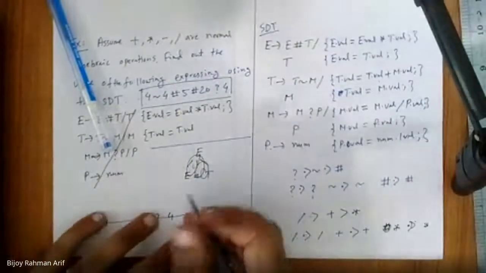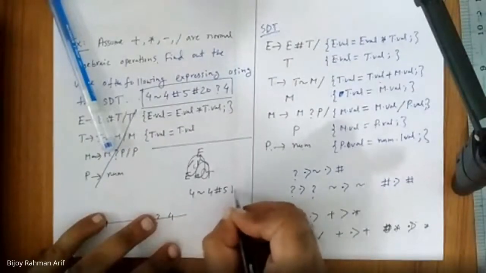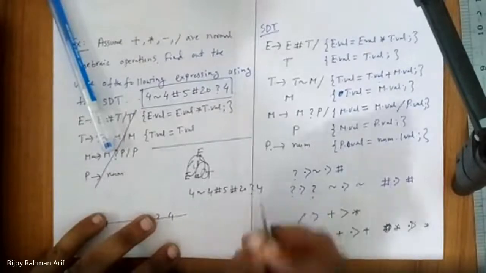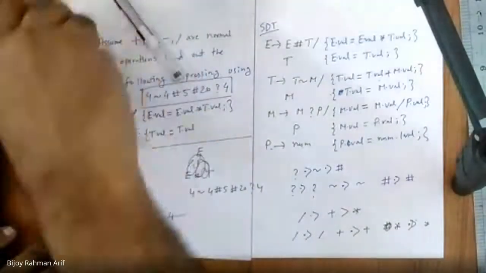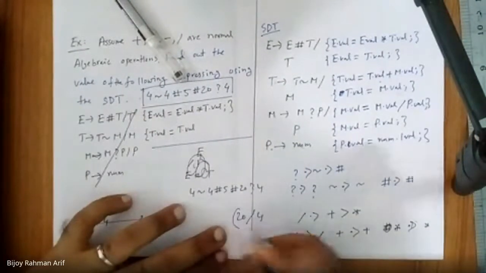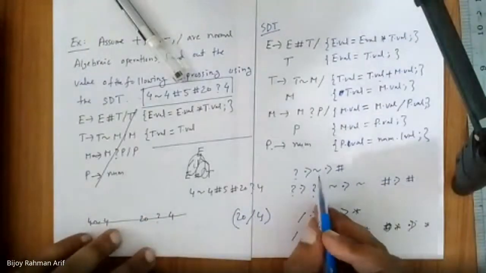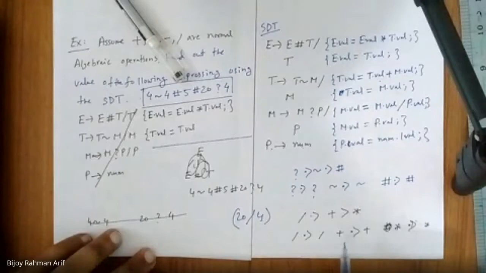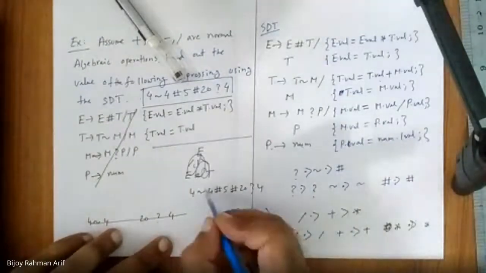What is my expression? 4 wiggle 4 hash 5 hash 20 question mark 4. Which one has higher precedence? Question mark, and question mark is nothing but division. So it will be like this: 20 division by 4. Then what is the next highest precedence? Wiggle. Wiggle is nothing but plus, and wiggle is left associative. So I have to do this one first.